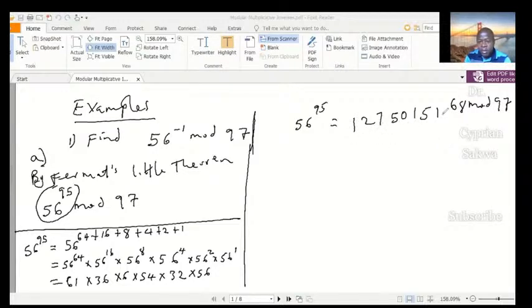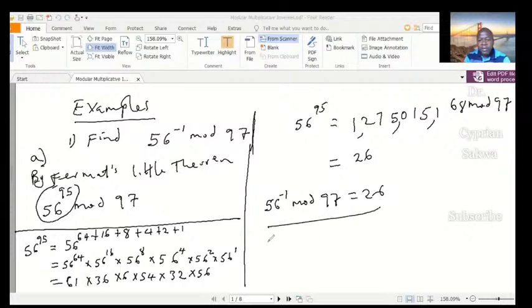But this is just one number. This is what you get. So the question is, if I take this number and divide by 97, what will be the remainder? And I'm finding the remainder to be 26. What that means is that the inverse of 56 mod 97 is 26 using Fermat's little theorem. So using Fermat's little theorem, this is what I find as the inverse.